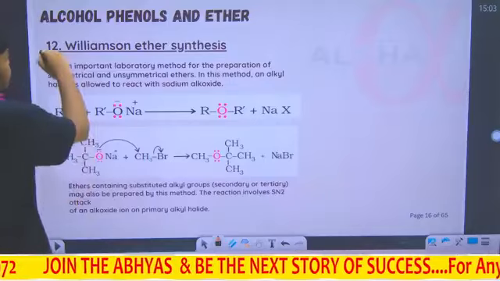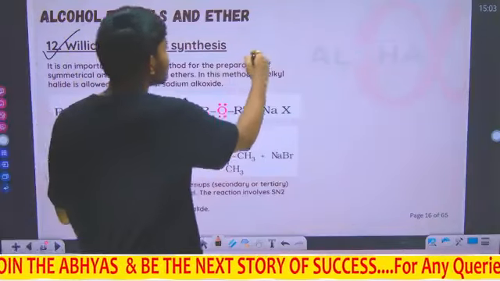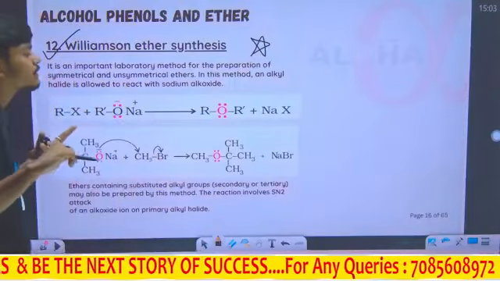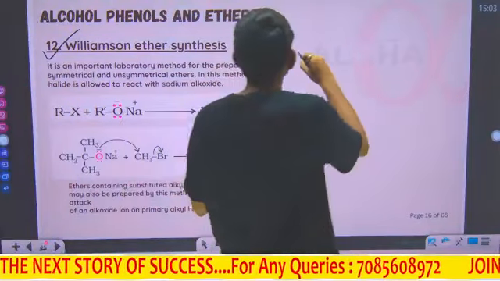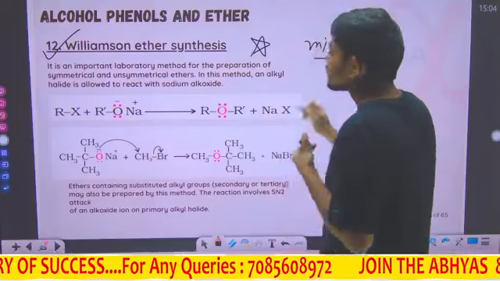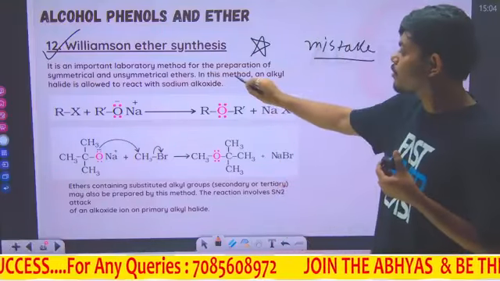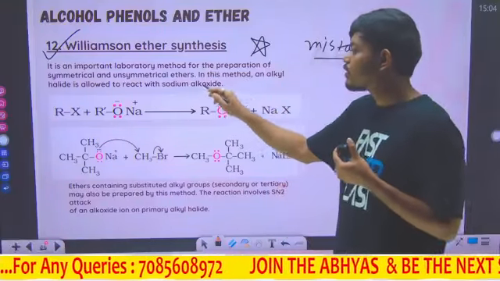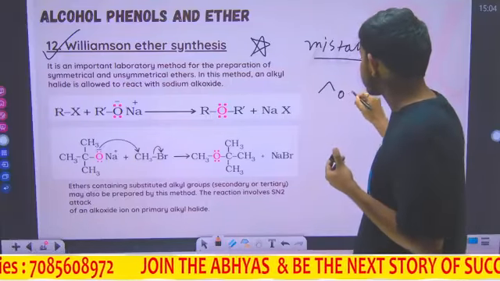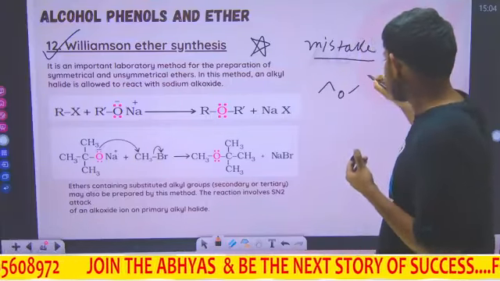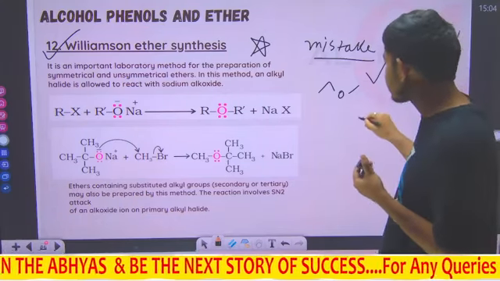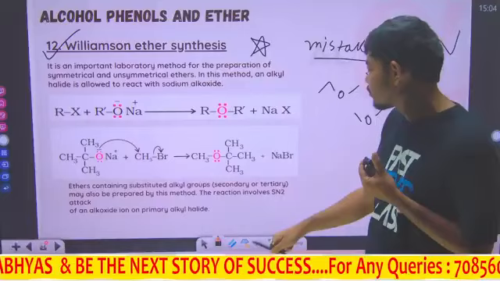So next is Williamson ether synthesis. Very important. People make a lot of mistakes here. So just see. It is an important laboratory method for the preparation of symmetrical and unsymmetrical ethers. We can do both. This is your unsymmetrical ether, and this is your symmetrical ether. So you can do all this.